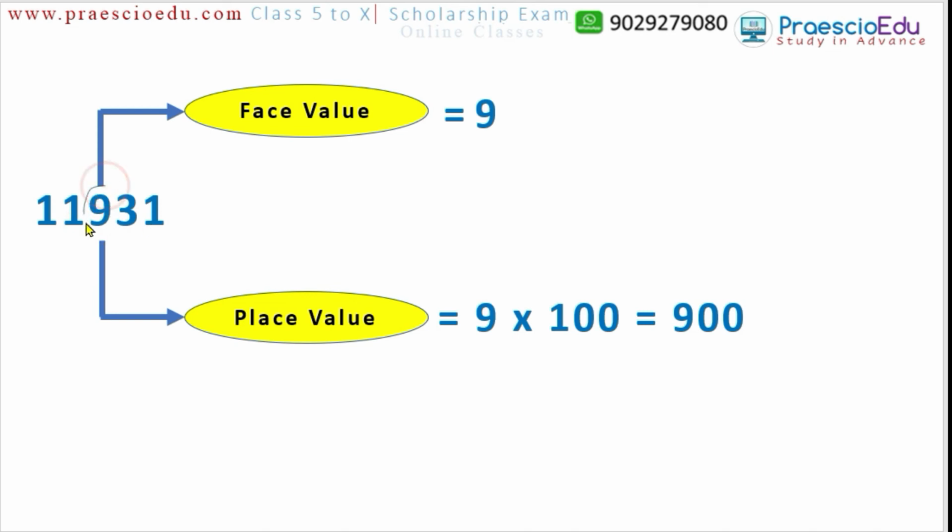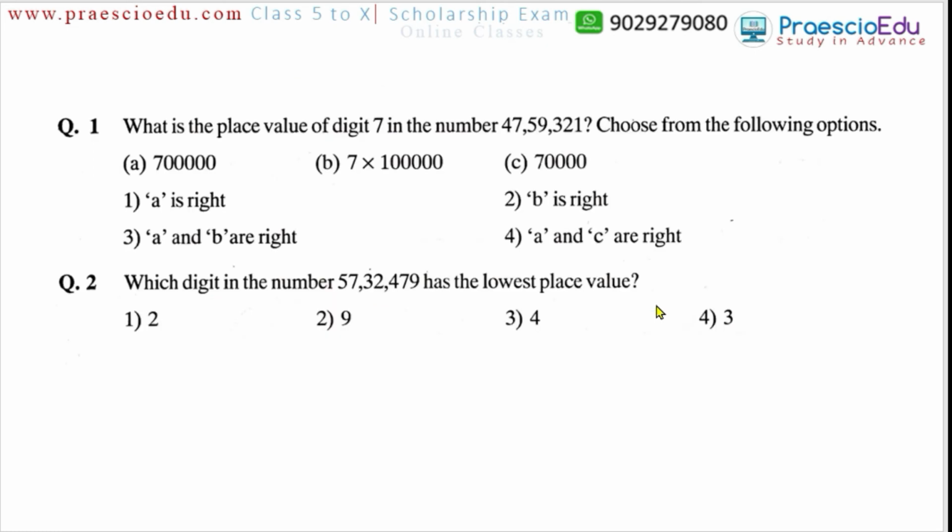11,931. This is the number. In this one, 9 is the face value, and the place value position is hundreds. So that's 100 multiplied by the face value, the digit 9. So that's why 9 multiplied by 100 is 900. I hope you understand. With some examples, we will elaborate the complete topic.